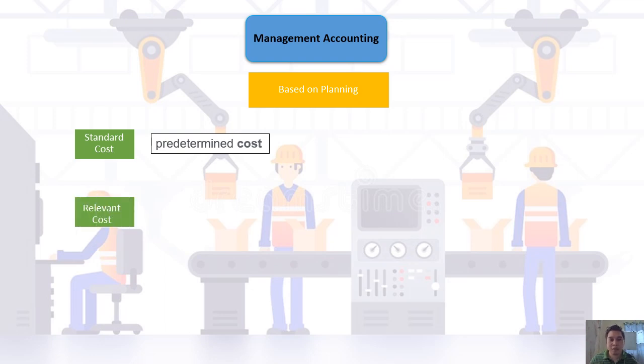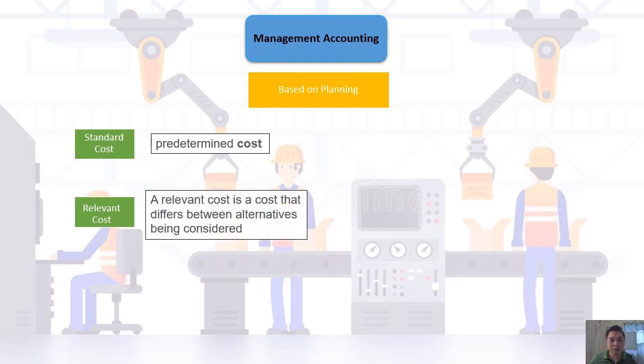So another cost, we have the relevant cost. Relevant cost is a cost that differs between alternative being considered. So if natatandaan niyo lang po pag sinabi natin relevant cost, kapag pinili mo yung isa, ito po yung matitipid mo kasi pinili mo to over the other.